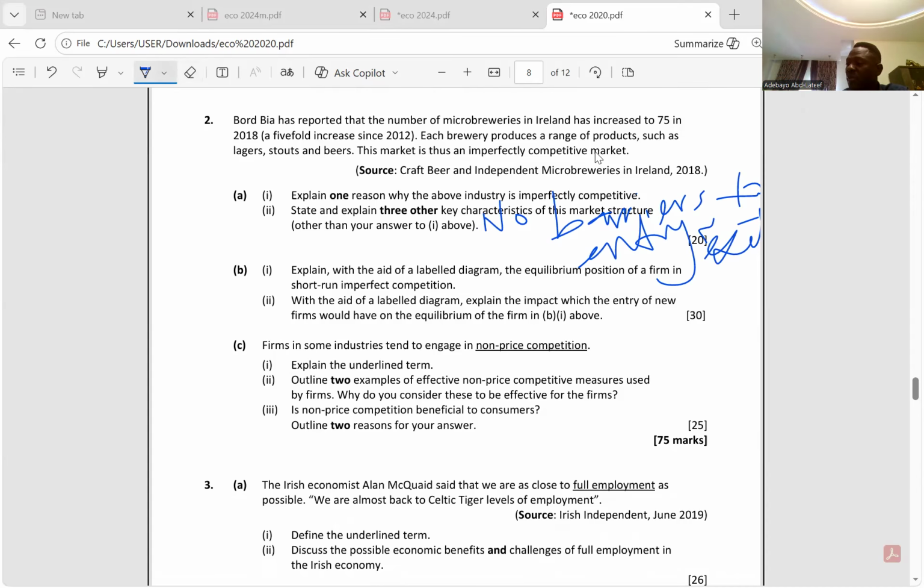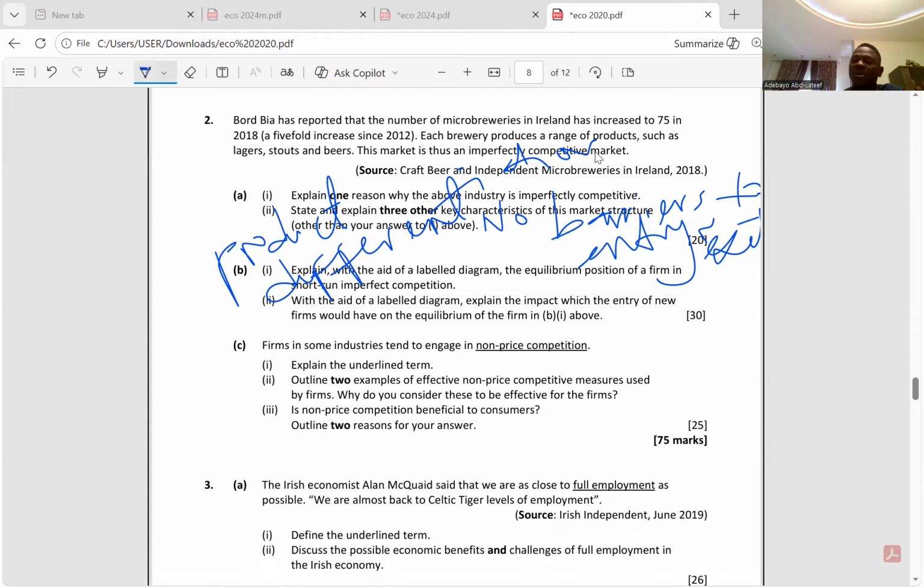Number two, product differentiation. Each firm produces different products. So they are not close substitutes, but they are in the same market, just like the market of restaurants. They have different food types. There are Chinese restaurants, Turkish restaurants, Indian restaurants, Nigerian restaurants, but all they sell is food, just different kinds of food. So that makes it an imperfect competition. So that is product differentiation. I think that is clear.